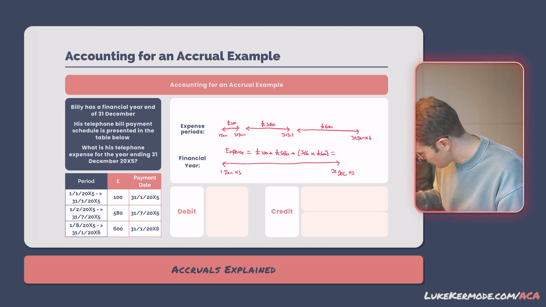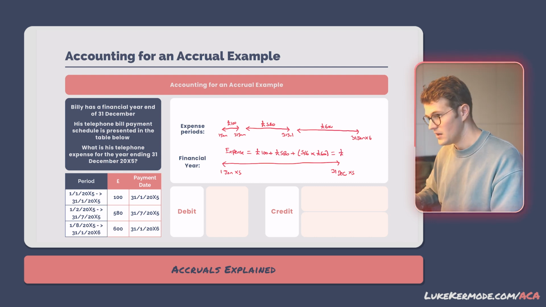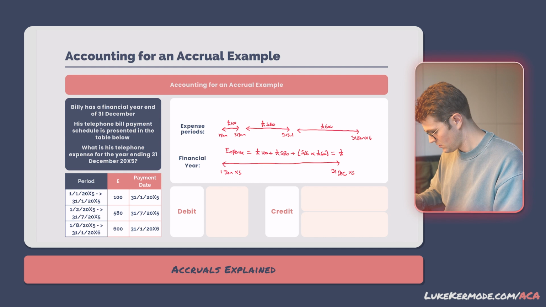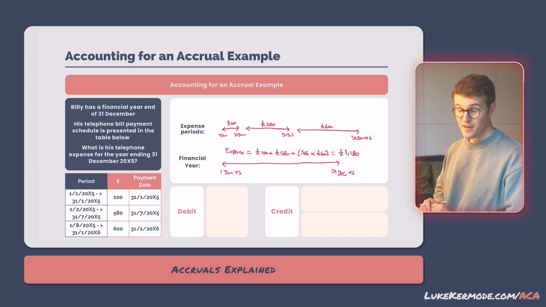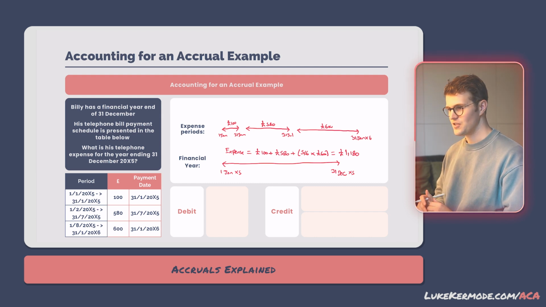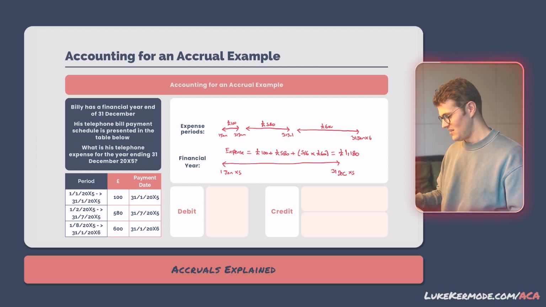So add that all together, our total expense for the year ending 20x5 is equal to £1,180. That's the amount Billy has used and benefited from during 20x5. So that's the total amount we need to report as a telephone expense in the income statement.